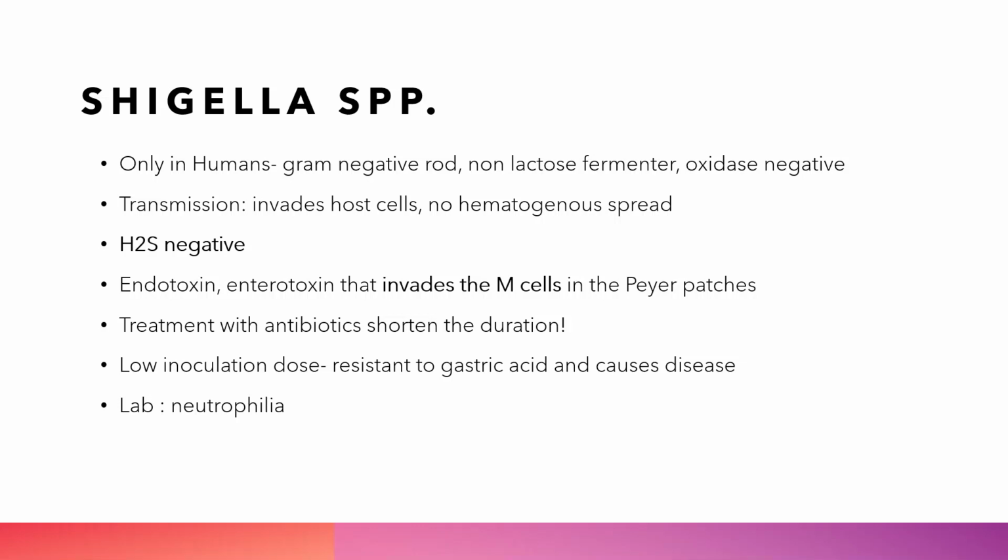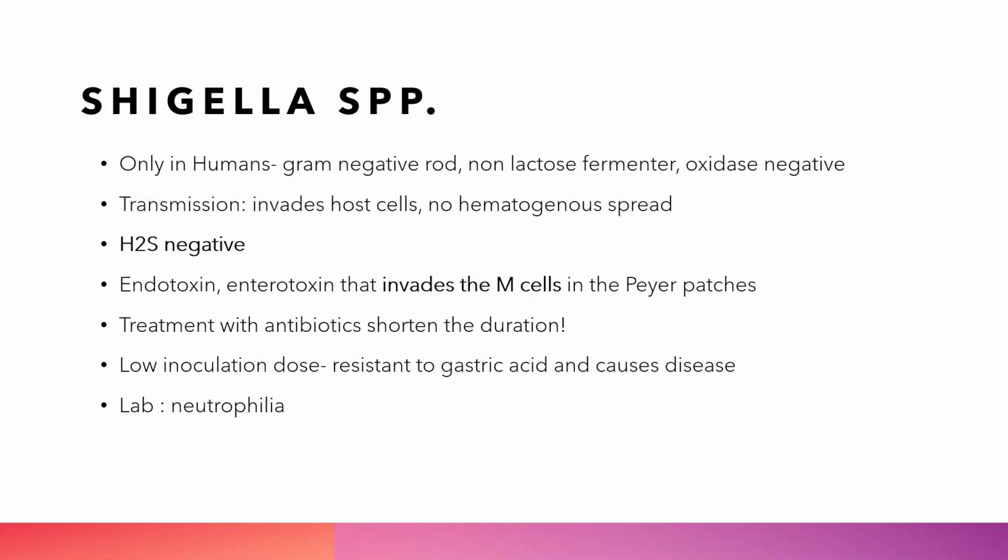It's H2S negative, which is very important, so I made it bold because we want to be able to identify Shigella from Salmonella. Whereas Salmonella is H2S positive, Shigella is H2S negative. So this contains endotoxin and enterotoxin that will invade the M cells located in your Peyer's patches in the GI system. We want to treat with antibiotics because antibiotics will shorten the duration of infection.